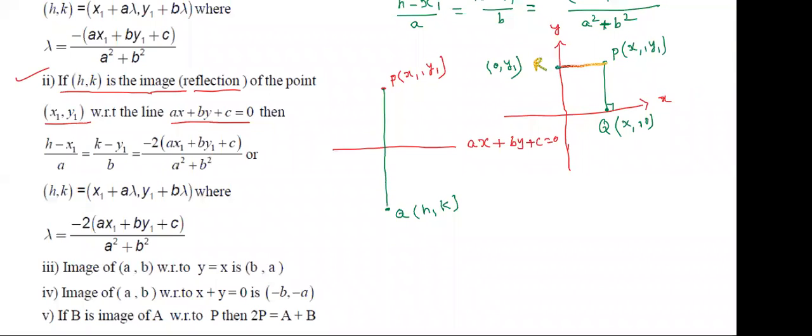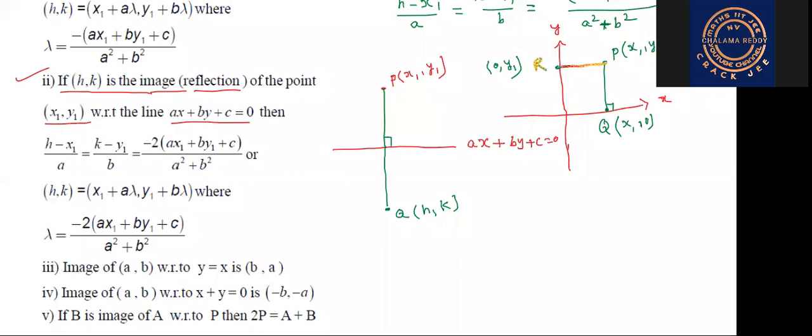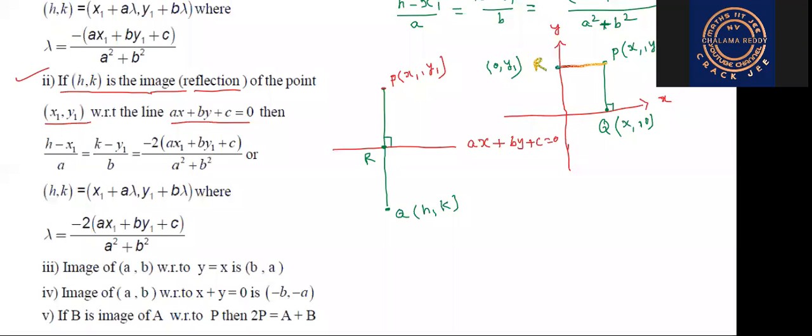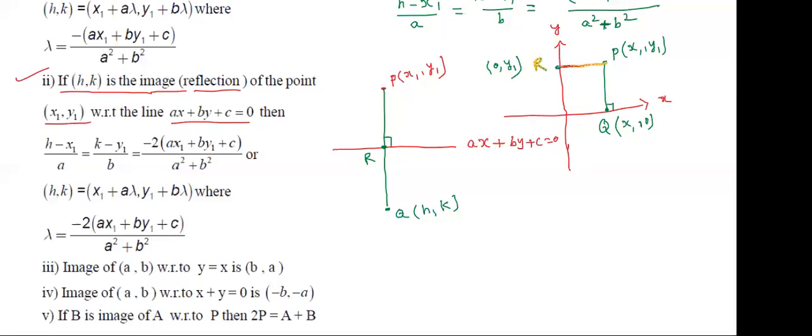Now the line ax plus by plus c is equal to 0 and PQ are perpendicular to each other, and the point of intersection is R. Here R is the midpoint of PQ. So the distance PR is the same as the distance RQ. So what is R? R is the midpoint of PQ.